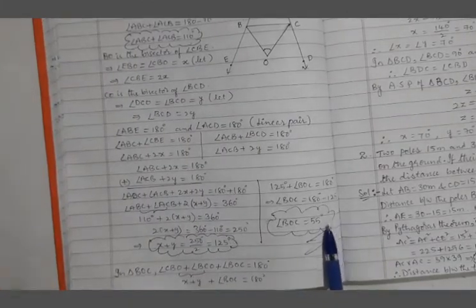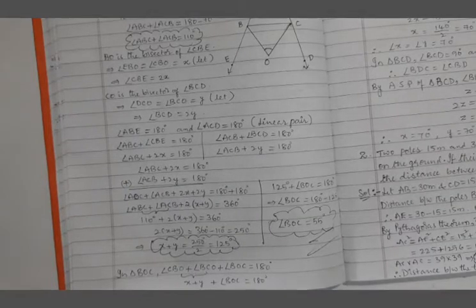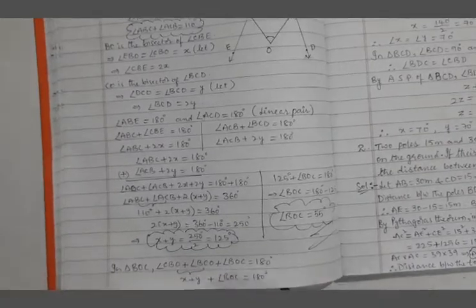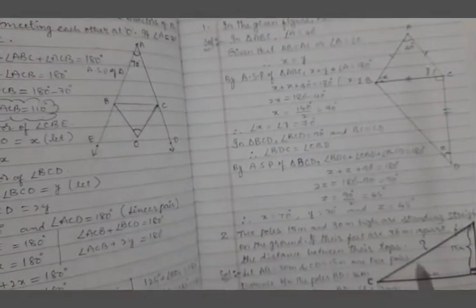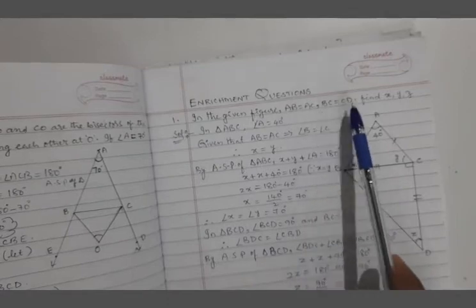Observe carefully, take a screenshot and write the problem. Listen 1-2 times, then you will understand these types of problems. Okay children, thank you. Next, enrichment questions. We have 2 questions. Okay, the first one here, in the given figure, AB is equal to AC, BC equal to CD, find x, y, z.